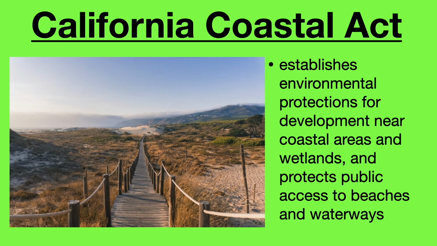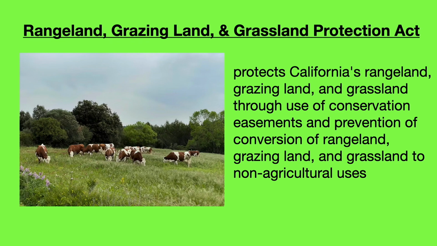California Coastal Act establishes environmental protections for development near coastal areas and wetlands and protects public access to beaches and waterways. Rangeland, Grazing Land, and Grassland Protection Act protects California's rangeland, grazing land, and grassland through the use of conservation easements and prevention of the conversion of rangeland, grazing land, and grassland to non-agricultural uses.